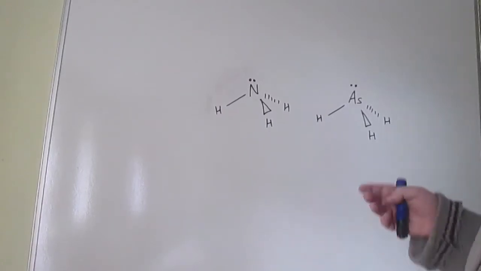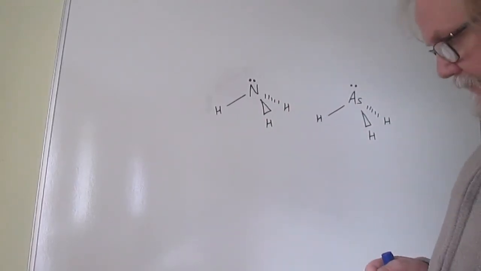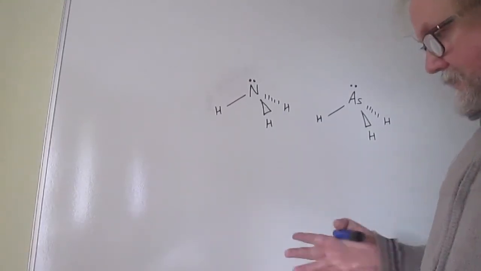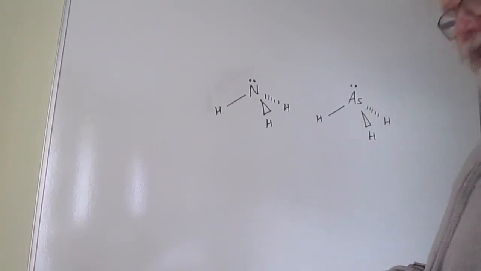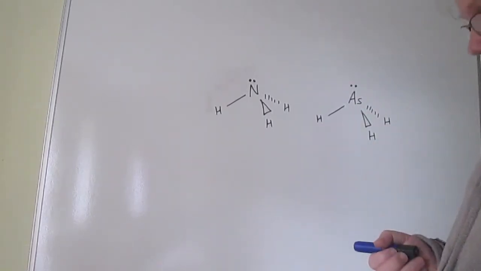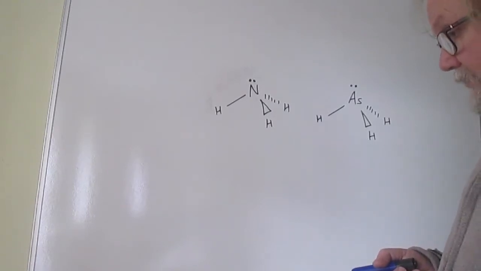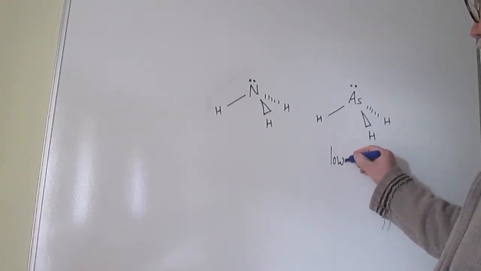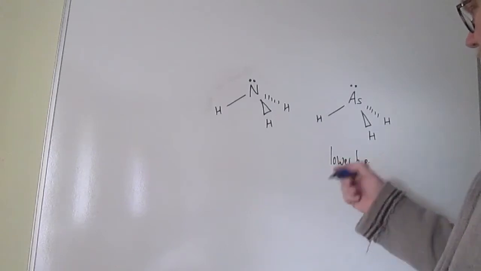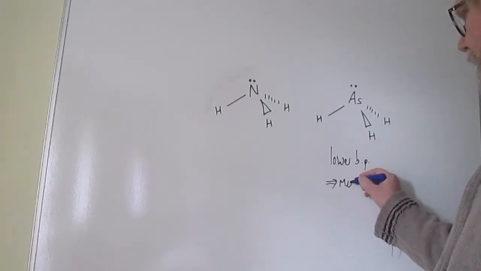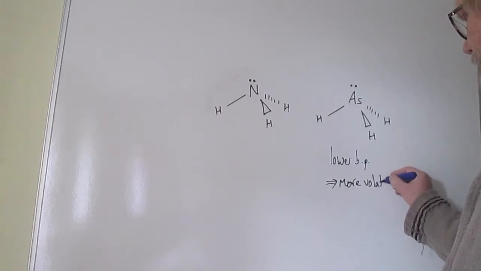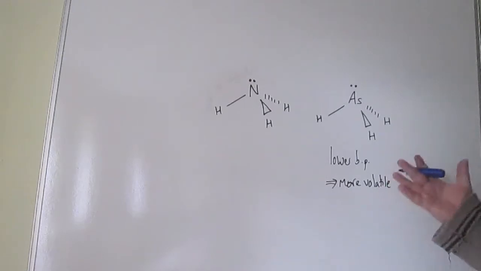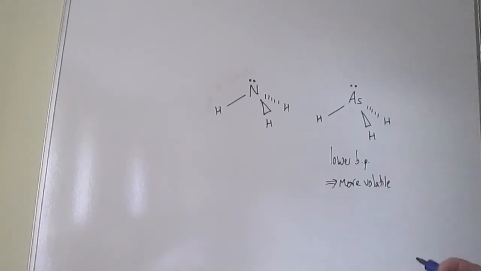Part 3 asks us to account for the difference in volatility between these 2 compounds, and it tells us the numbers that relate to that at the top of the page. So volatility is how easily these things vaporize, and from the data at the top of the page you can see that arsine has a lower boiling point than ammonia. That means that it's more volatile, because volatile means easy to turn into a vapour. Okay, so make sure you get this the right way round. So what you're looking for is an explanation for why it's easier to vaporise arsine.